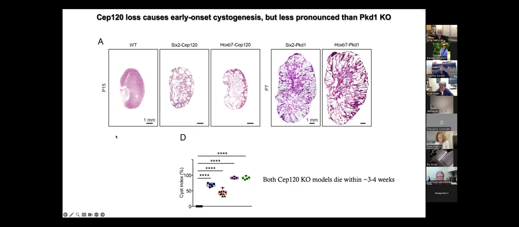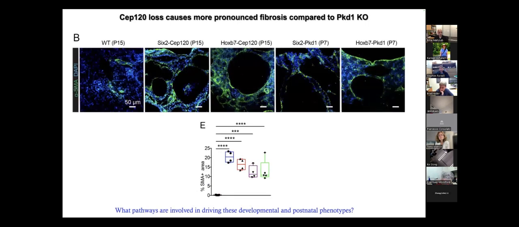So within that window of time, now there's all of a sudden accelerated growth of epithelial cells to cause cystogenesis and accelerated growth of interstitial fibroblasts that are driving fibrosis. And here's the measure of fibrosis. We stain the kidney sections with anti-alpha SMA and several other factors. I'm showing you SMA here. The CEP120 kidneys have almost twice as much fibrosis as the PKD1 knockout kidneys.